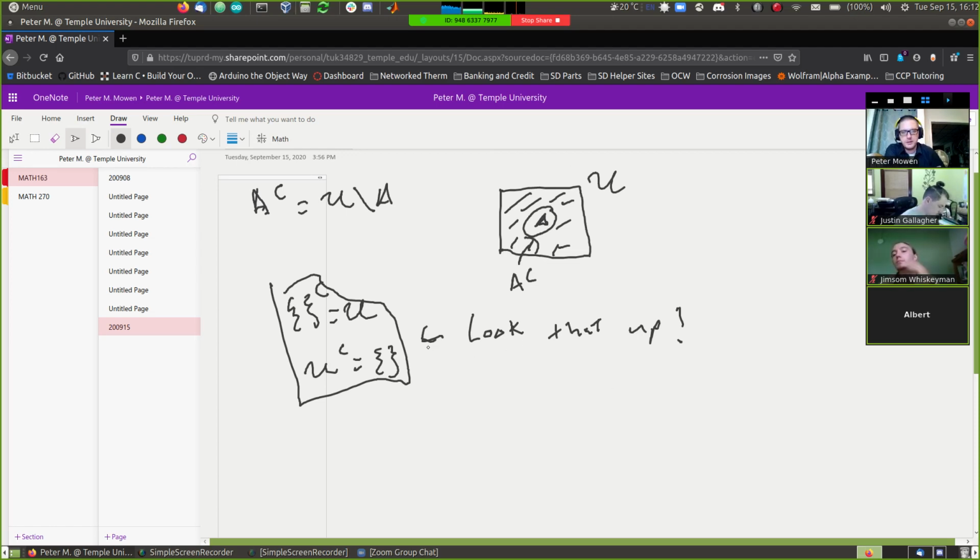It's also a terrible arrow. Cool. So does that answer your question on P complement?